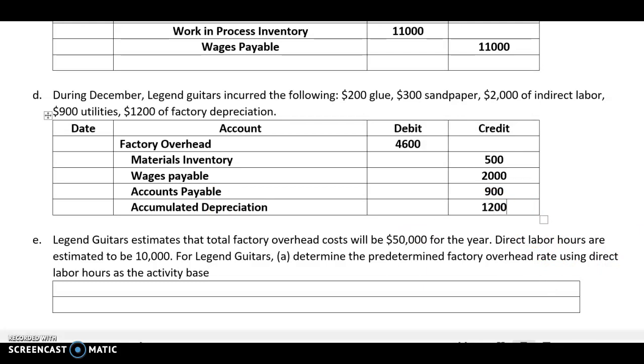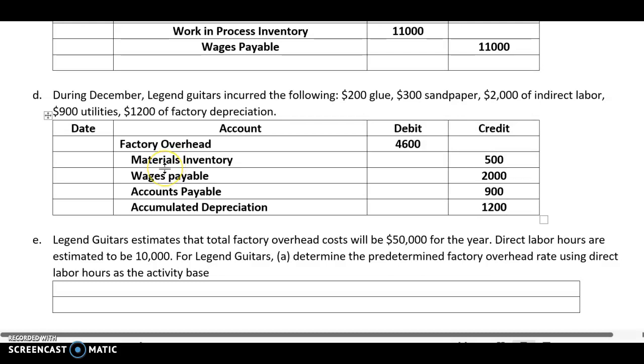For 1,200. Now notice in previous chapters what you would have seen for this would be a wages expense and wages payable, but now we're going to be placing it all into factory overhead to allocate it to our job. So actual cost will go into factory overhead. Your utilities would have gone to utilities expense, but now we're debiting it to factory overhead because we're going to allocate it to a job.